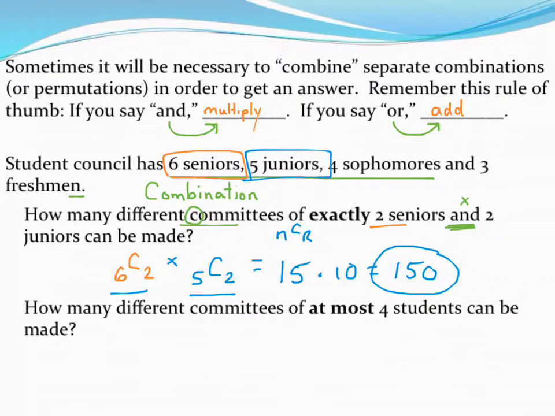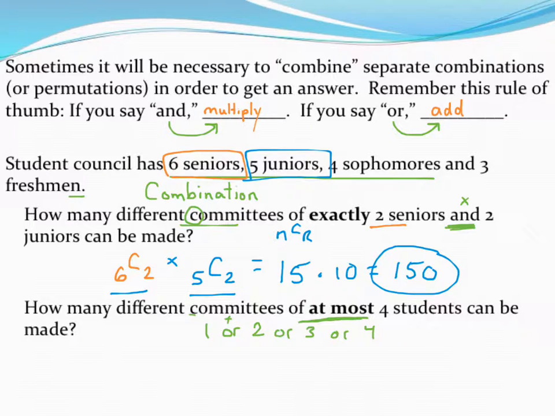And if that wasn't tricky enough, let's take a look at problems that throw the words "at most" or "at least" at us. What I do is think of what "at most" means. At most 4 students means I could have a committee of just 1 student, which wouldn't really be a great committee, or a committee of 2 students, or a committee of 3, or a committee of 4. That's what "at most 4" means: 1 or 2 or 3 or 4. And so those ors are going to tell me that I'm adding different pieces together.